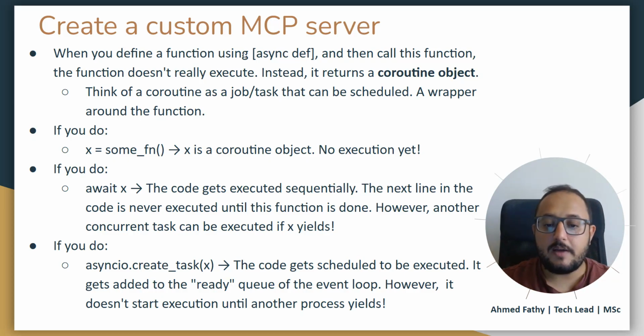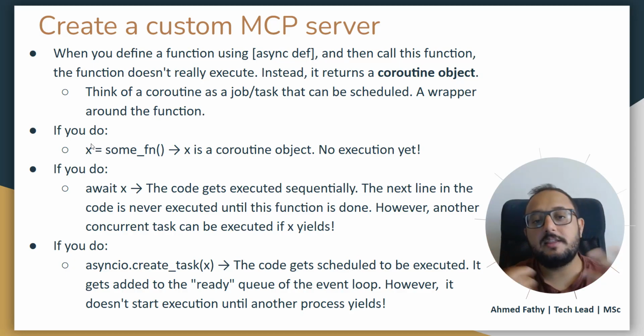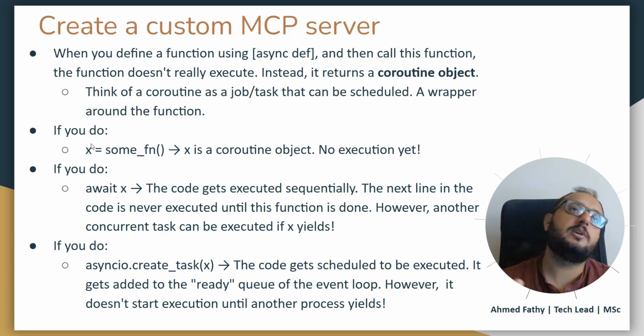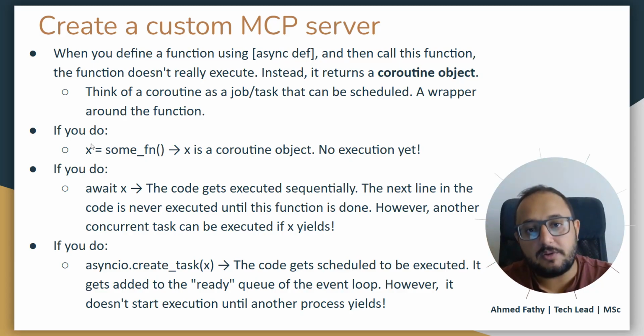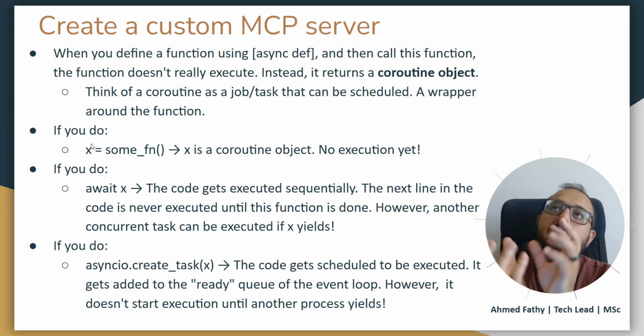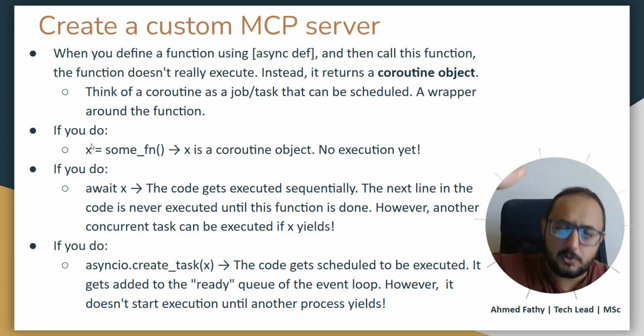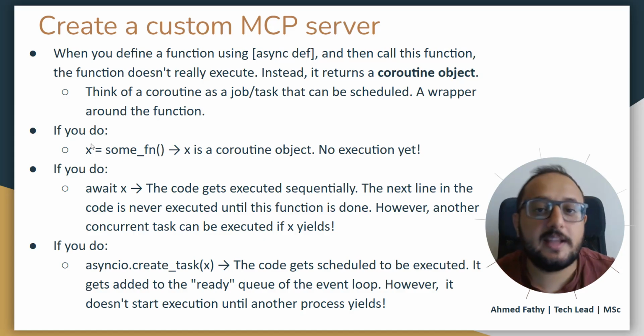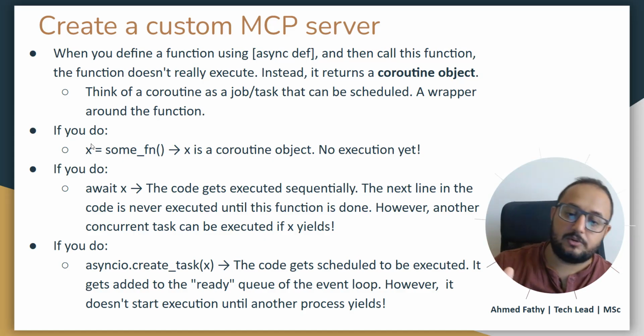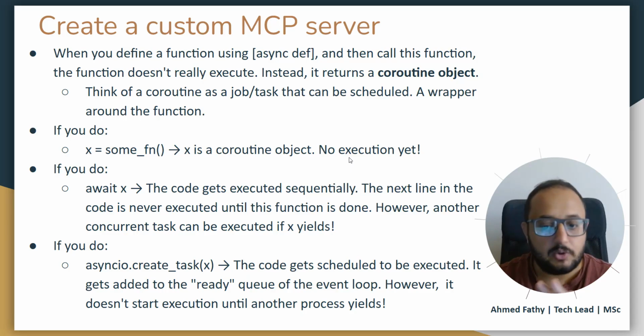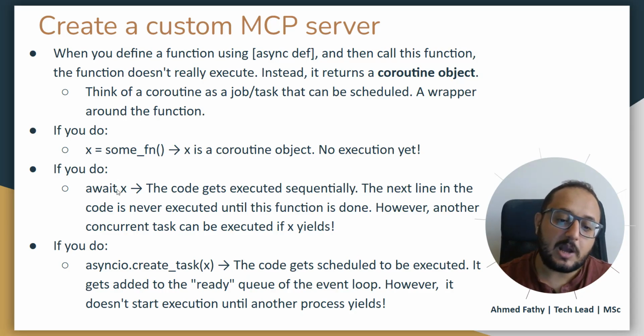So for example, if you have async def some_function and then do something like x = some_function, it feels like you are calling the function. However, this will not really execute the function. It will just return an object, and this x will be assigned to this object, and this object is a coroutine object. So you can think of it as a packaging for the function, and then this packaging gets put onto like the queue, and then it can be executed later by this event loop or orchestrator. So x is a coroutine object, no execution yet.